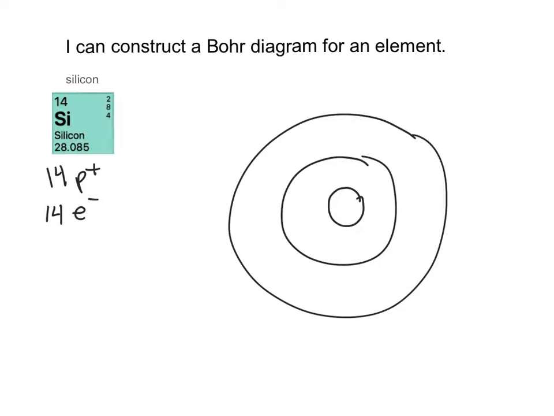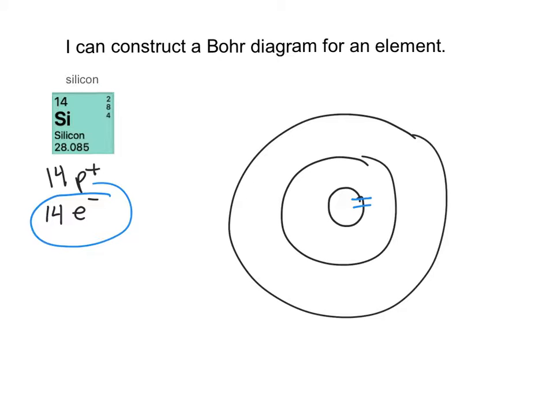And again, I care about my negative electrons, so I'm going to say, okay, I need 14 total electrons in this diagram. Now, the closer the ring is to the nucleus, the smaller it is. So my first ring, or my first energy level, is small. It's the smallest one. It can only hold 2 electrons. So I'm going to put my first 2 electrons in that inner ring.